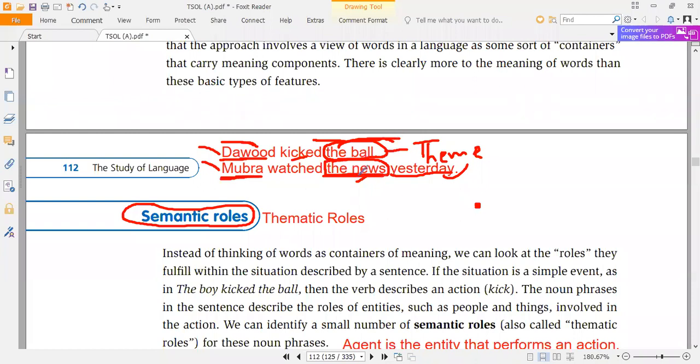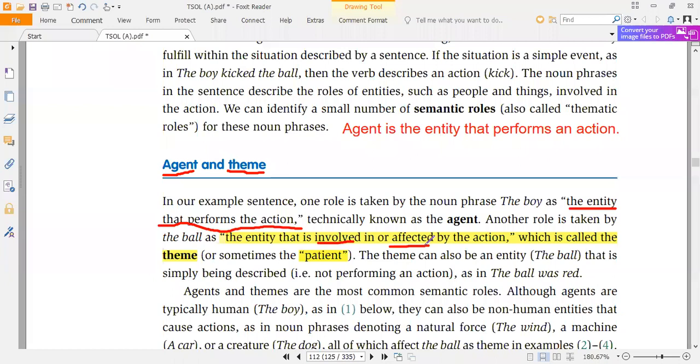But whether or not Mabra watches the news, the news will remain unaffected, right? It means that the news is involved in this action, involved, not affected. So that is what we mean by these two terms.